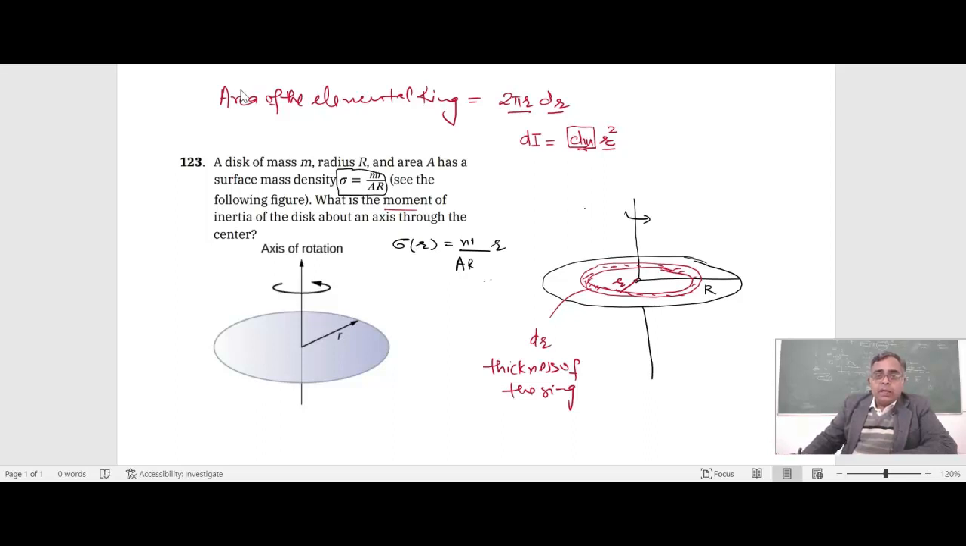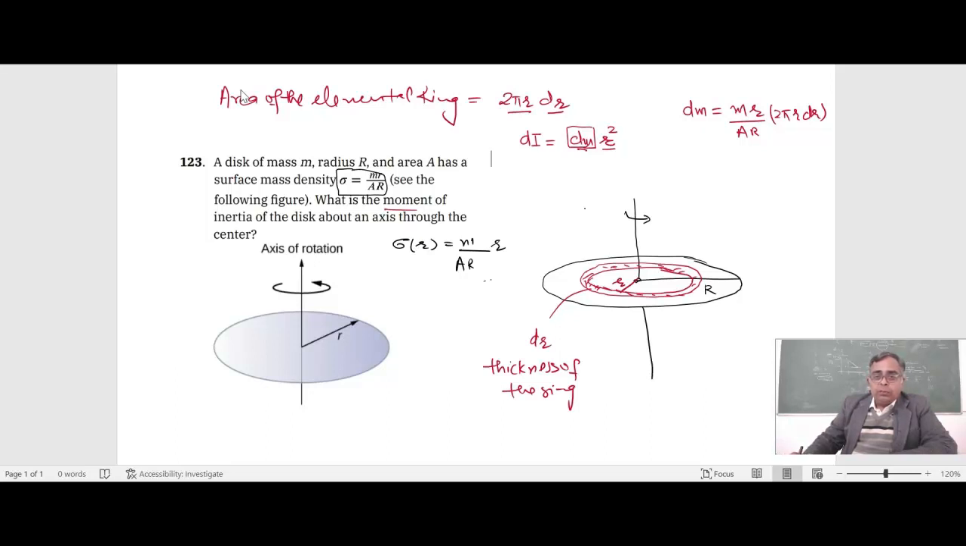So as we have calculated the area of the elemental ring, the mass of the element is the mass density, which is m/(πR²) into 2πr dr. So that is the area, and this is the mass density. Mass density means mass per unit area. So the area cancels with the area, and you are left with the mass. So dimensionally this equation is true. So this dm is the mass of this elemental ring.